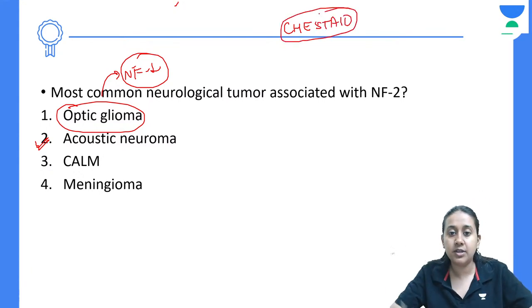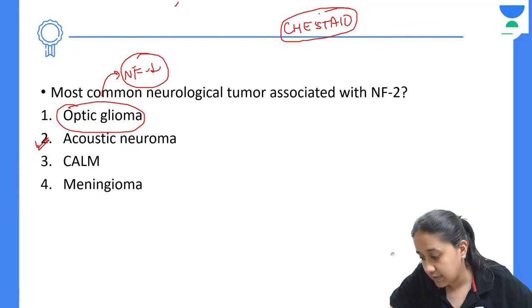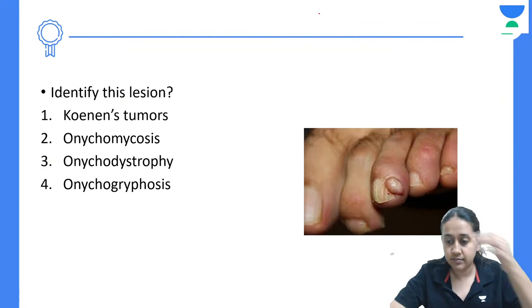Okay, so the most common neurological tumor which is associated with neurofibromatosis type 2 is acoustic neuroma. Next question.